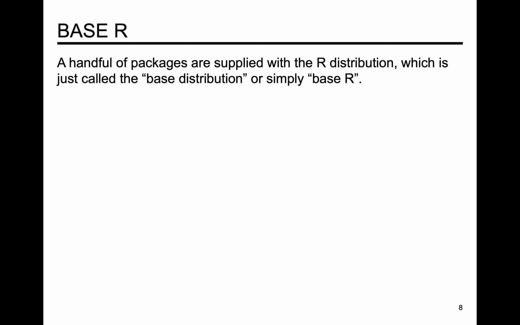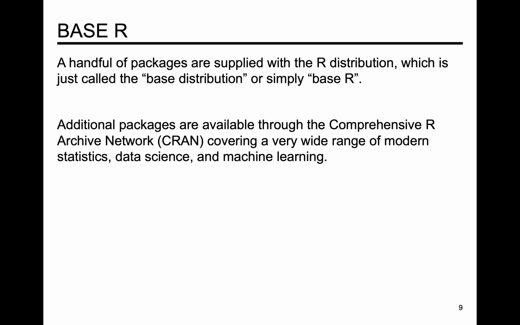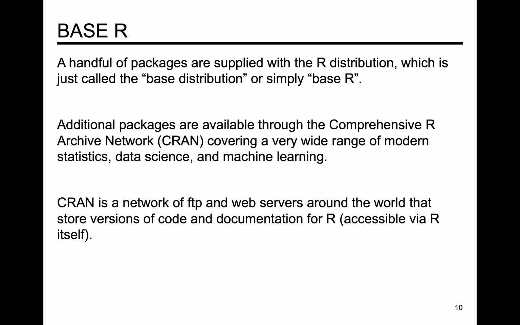When you first download and install R, it comes with a handful of packages, which is commonly referred to as the base distribution, or base R for short. More packages are available through CRAN, covering a wide range of modern statistics, data science, and machine learning. CRAN is a network of FTP and web servers around the world that store versions of code and documentation for R. It's also accessible from R itself.